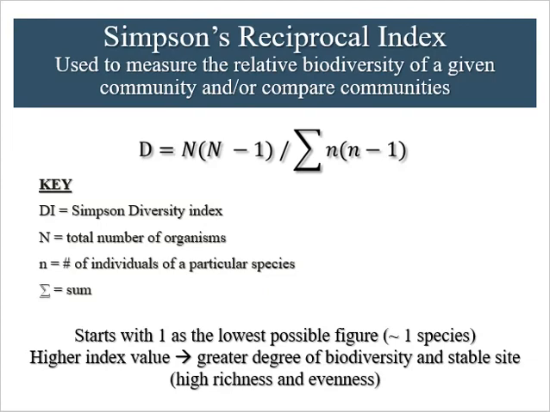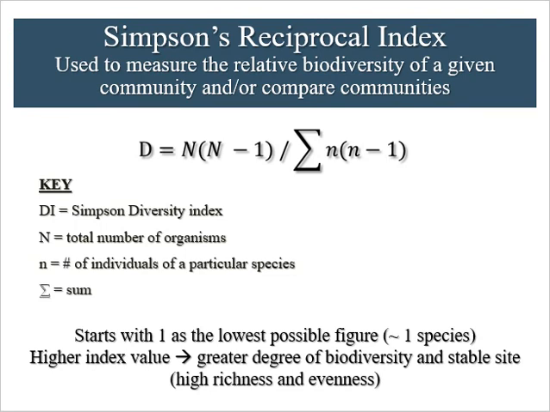So the higher the index value, again, the greater the degree of biodiversity in that community. Now, the maximal value that you can have is equivalent to the number of species that occur in that sample. So, for example, if there are 7 species in the sample, then that maximum value is 7. But no matter how many species you have, the lowest possible figure will always be 1.